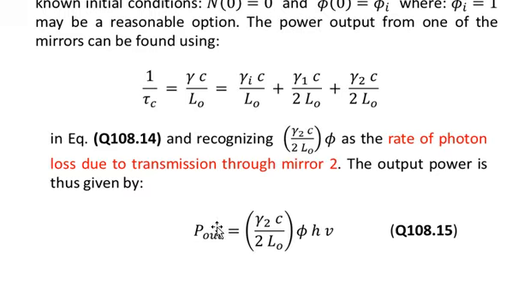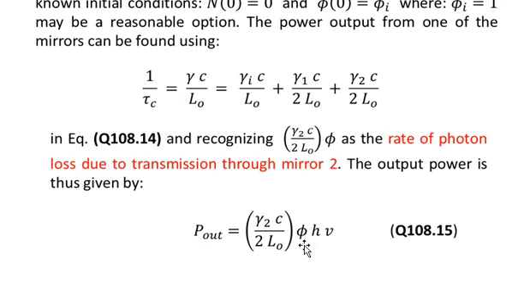So we have the output power given by this expression shown in equation number 5, and on the right hand side we have the rate of photon loss from the laser cavity, which is gamma 2 times c divided by 2 L naught multiplied by phi. This is the rate of photon loss from the cavity, and then we have multiplied by h nu, which is the energy of each photon. So this overall gives you the total power output from the laser source.